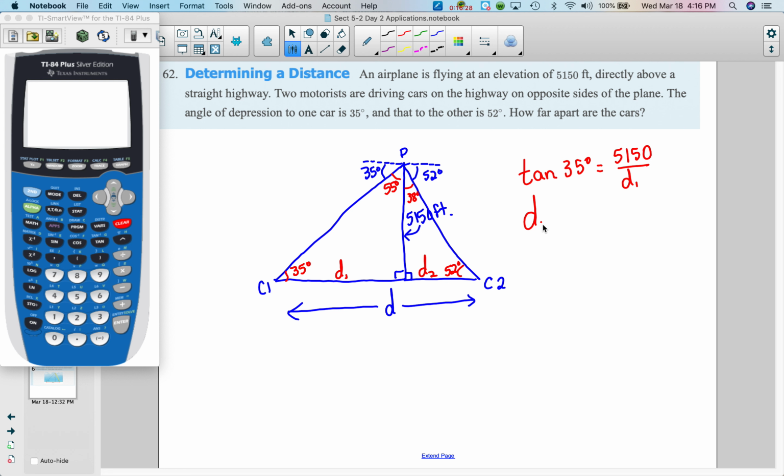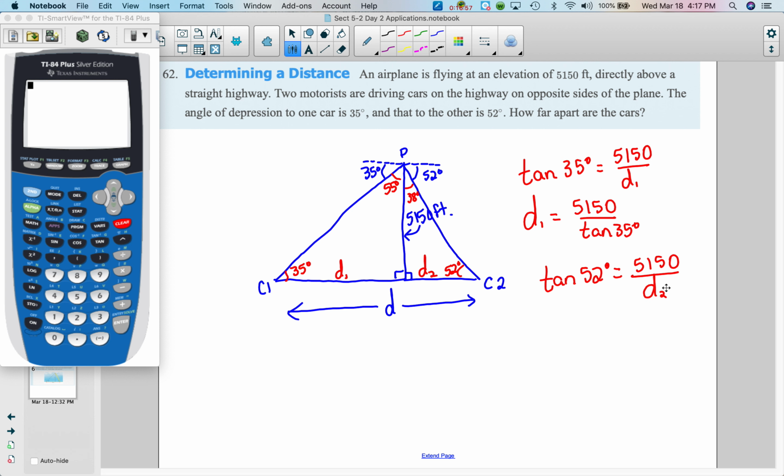Okay, but then I'm going to divide by the tangent 35, so we're going to have 5,150 divided by tangent 35 degrees. So that's my first distance. For my second distance, to figure out this piece, if I use tangent 52, so I'll have tangent 52 degrees equals the opposite, which is 5,150, over adjacent, which is D2.